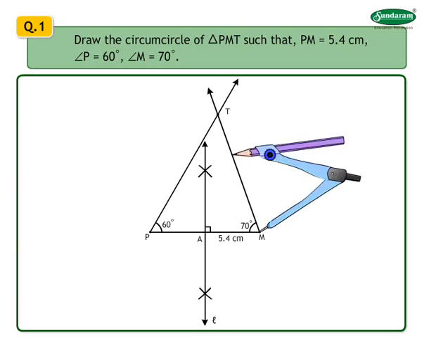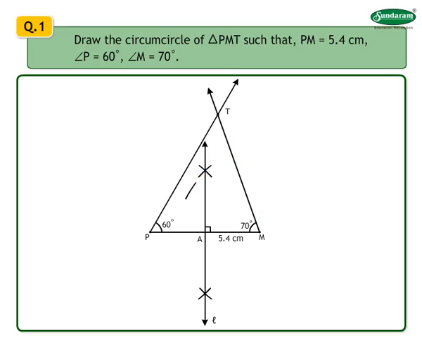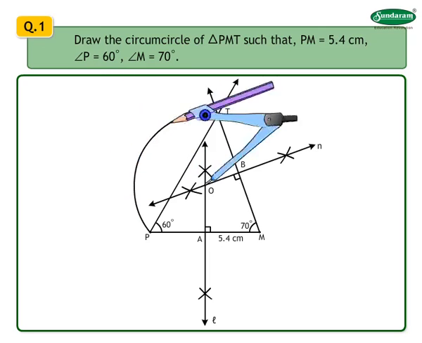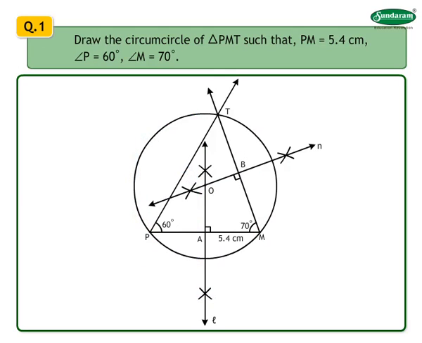Similarly, draw the perpendicular bisector of side MT, that is line N. Let the point of intersection with side MT be B. Mark the point of intersection of the lines L and N as O. Now, take OP as radius and O as center. Draw a circle touching the vertices of the triangle PMT. Thus, this is the circumcircle of the triangle PMT.